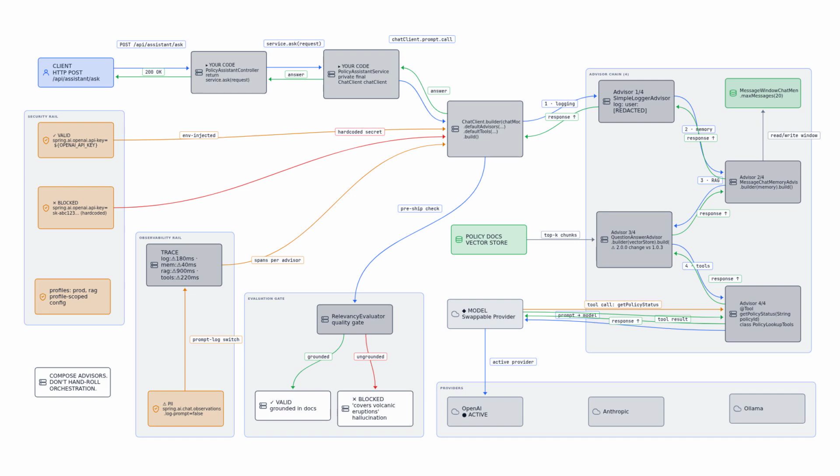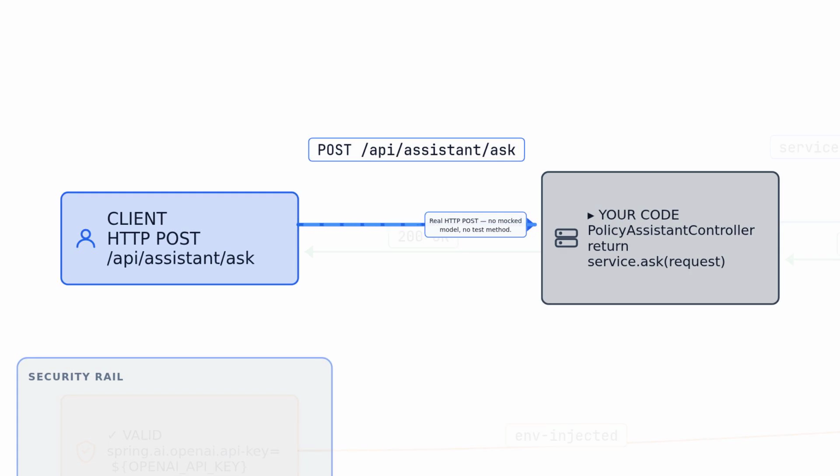Episode 12 of 12, Build a Production-Style Spring AI App, the End-to-End Enterprise Blueprint. Here's every piece from this series assembled into one running app: controller, service, a four-advisor chain, a swappable model, flanked by security and observability rails. A real request from a real client hits a real endpoint. No test method, no mocked model.